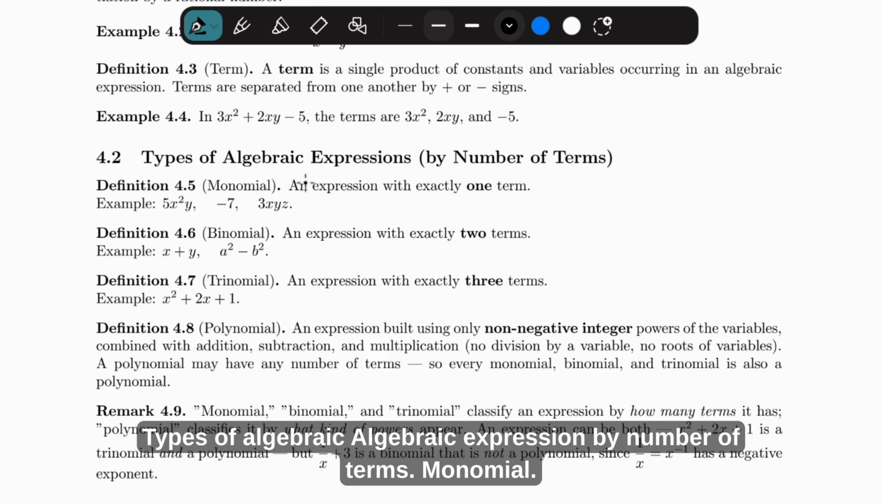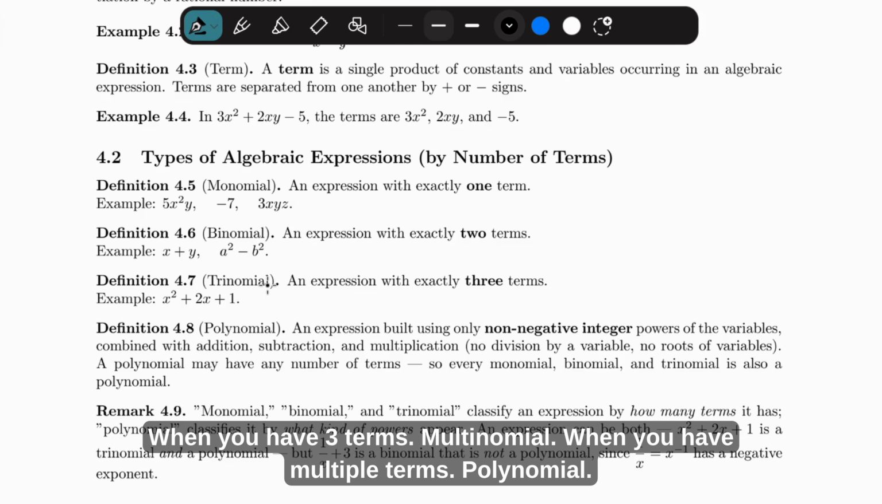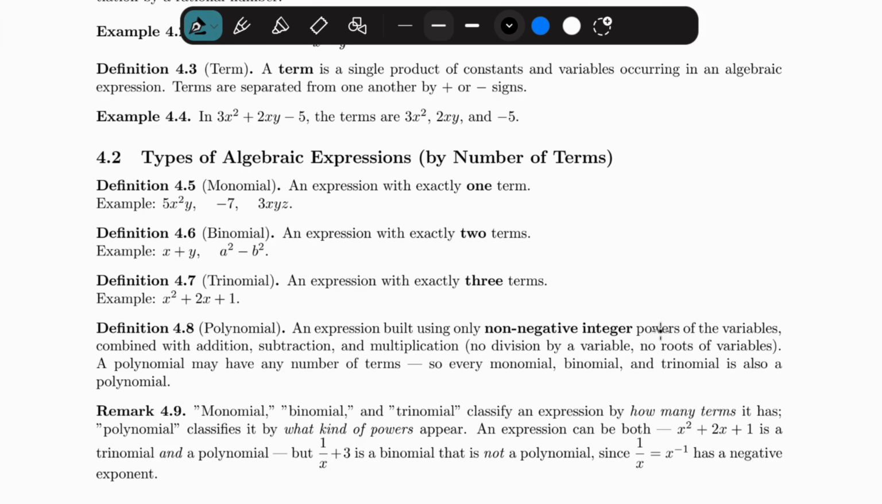Now, the types of algebraic expression by number of terms. Monomial: you have one term, and the examples are 5x square, minus 7, 3xy. Binomial: when you have two terms. Trinomial: when you have three terms. Multinomial: when you have multiple terms. Polynomial: when you have multiple terms with non-negative integer exponents.